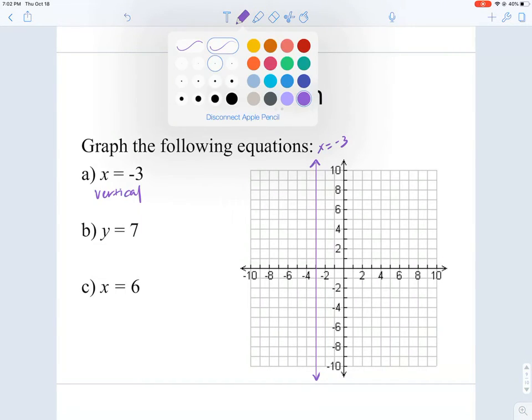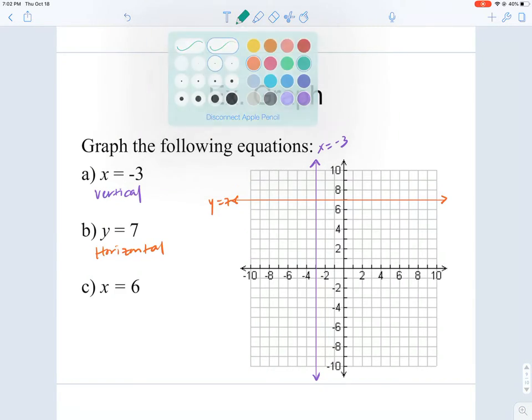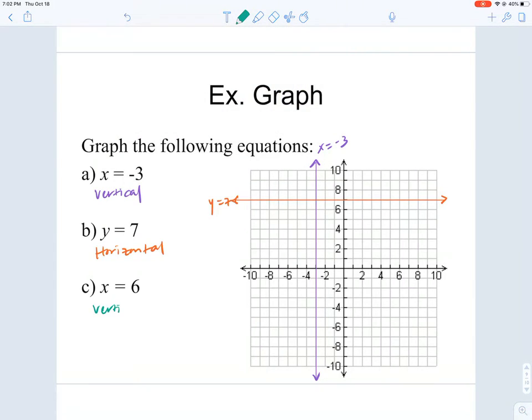All right, so let's then look at y equals 7. So every point on that line will have a y value of 7, or a y coordinate of 7. So that's going to be a horizontal line. Okay, label that y equals 7. Okay, x equals 6 will be a vertical line. Every point that lies on the line will have an x coordinate of 6.